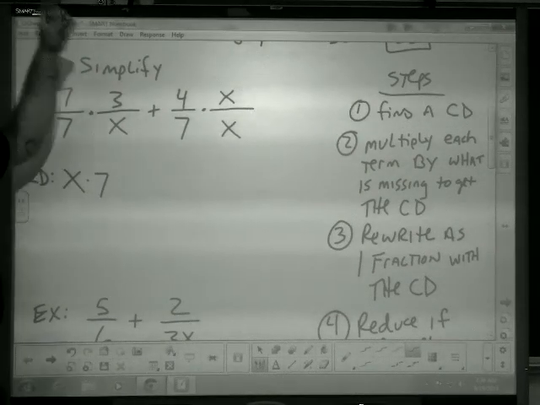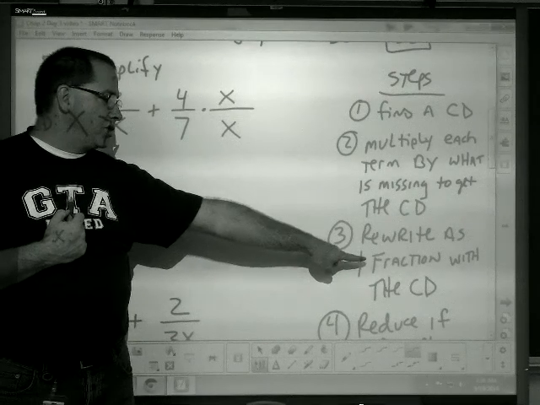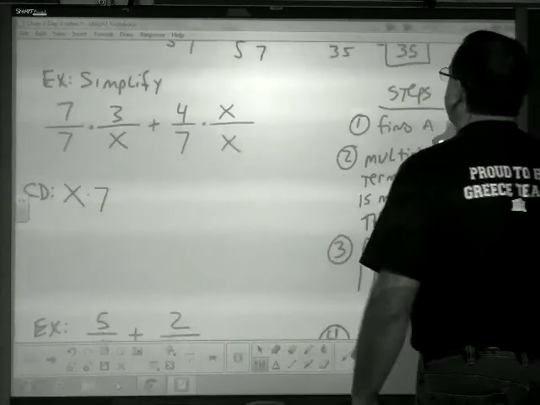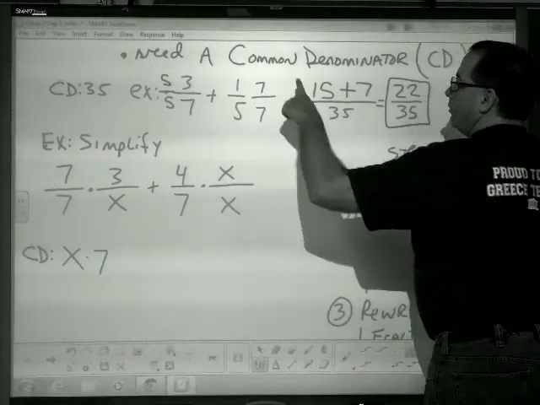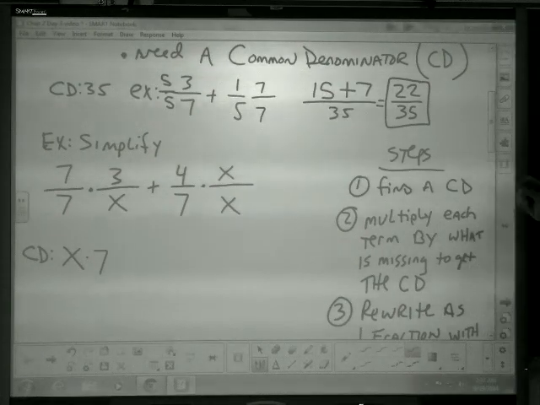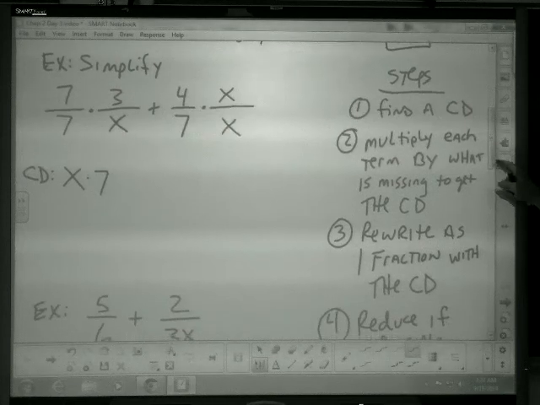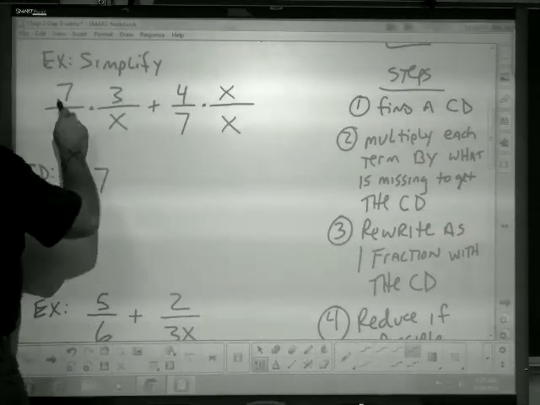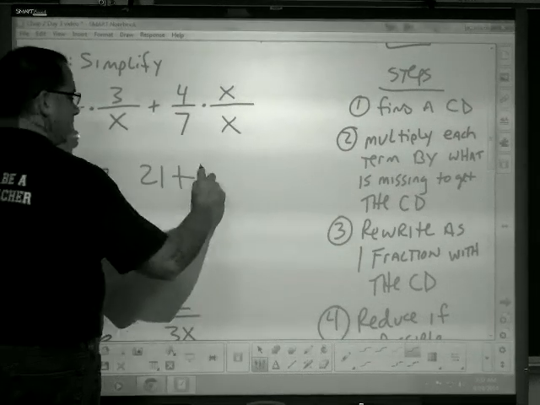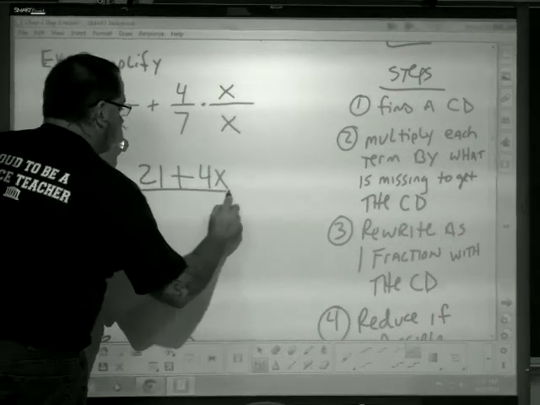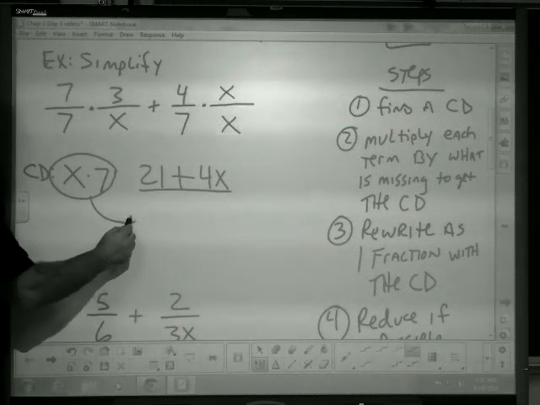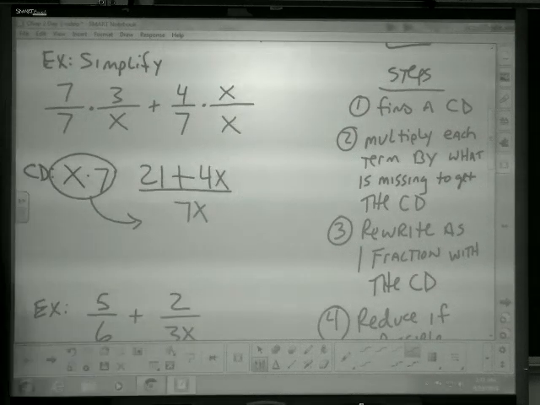All right, now rewrite as one fraction with the common denominator. So just like I did up here, once I get to this part, I rewrite it as one fraction all over the common denominator. So 7 times 3, 21, plus 4 times x, 4x, all over the common denominator of, what's right here, 7x. Okay?